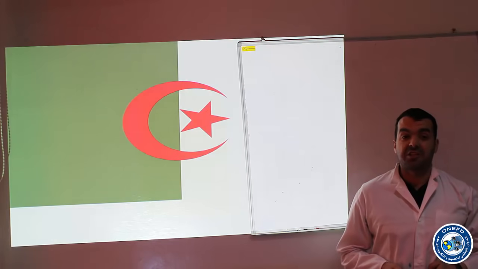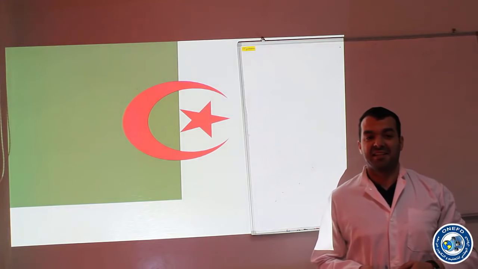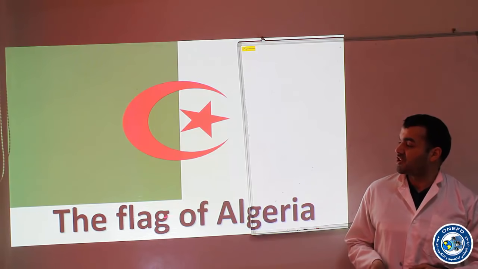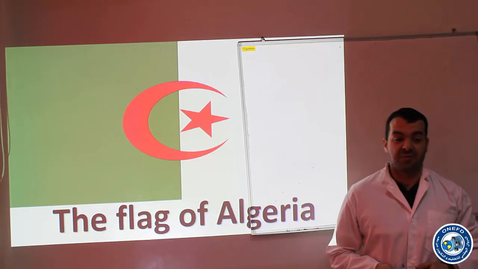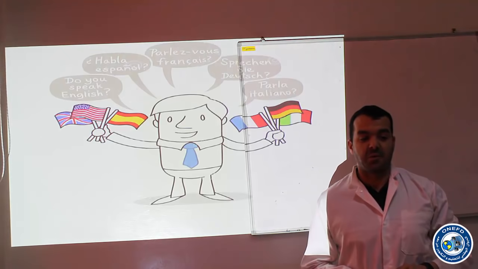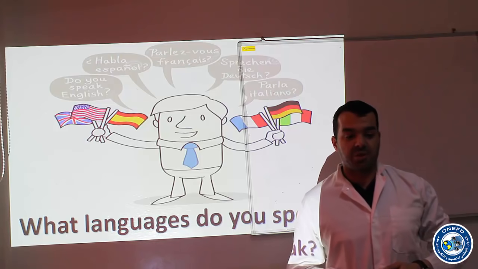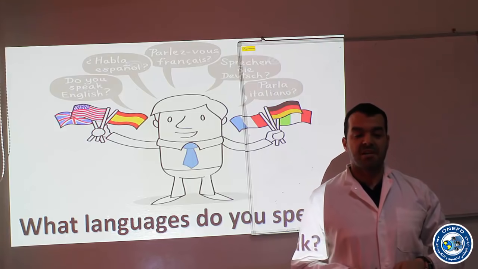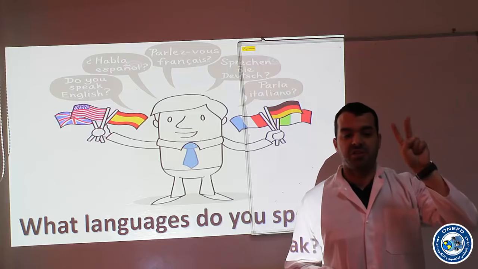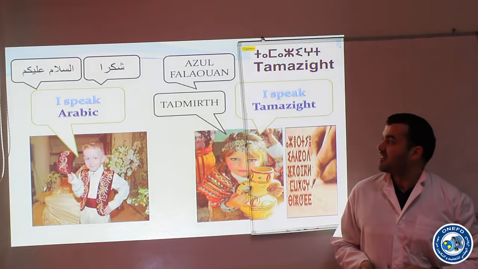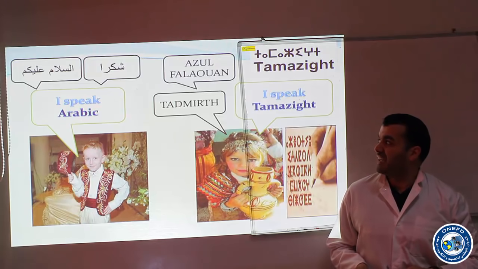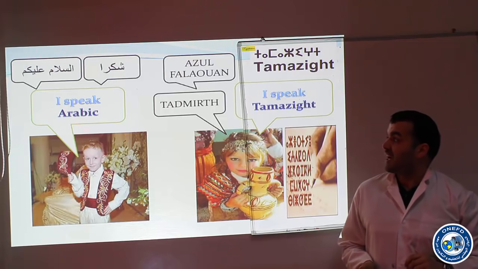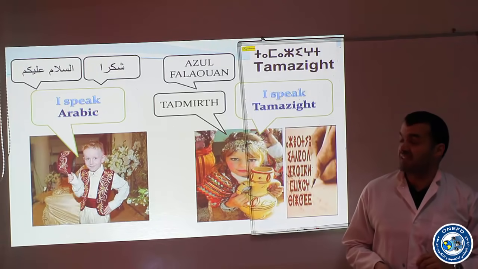Okay. What do we call this? Can you guess? Okay, this is the flag of Algeria. Now, which languages do you speak here in Algeria? We have 2 official languages, Arabic and Tamazight.